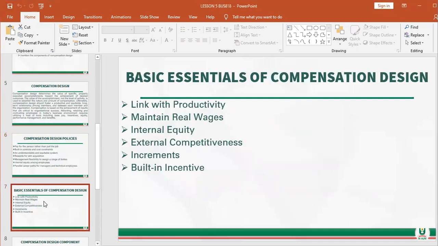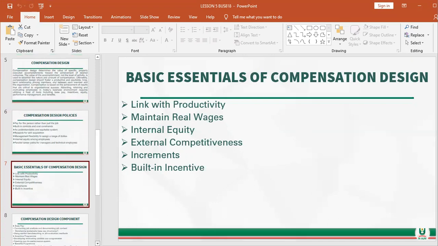We also talked about the basic essentials of compensation design. It should be linked to productivity. We also talked about maintaining real wages: aside from the normal salary being given, it shouldn't disrupt whatever compensation you are supposed to give the employees. Then we have internal equity, which means compensation should be equal among a specific grade level. And external competitiveness, where they need to look out to see what their competitors are paying, and see how they can structure theirs, also increments and built-in incentive.